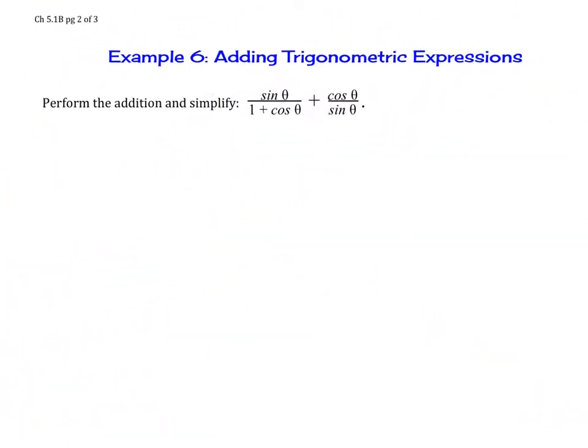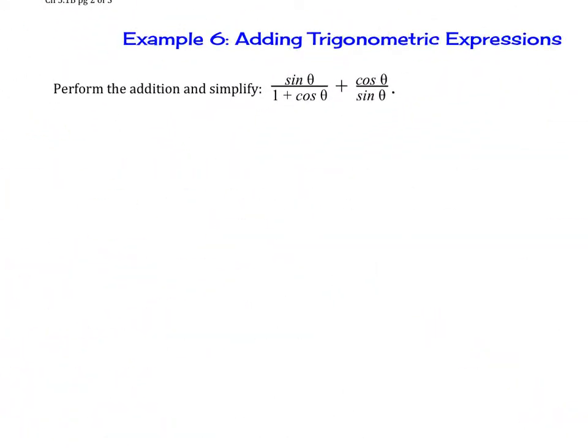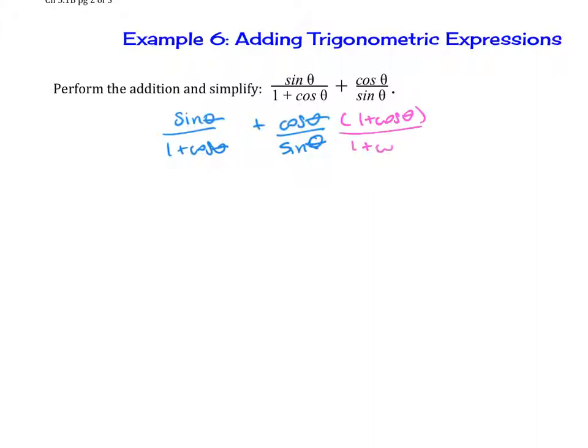Now let's add some trig expressions. Perform the addition and then simplify. So we have sine of theta over 1 plus cosine of theta, and then cosine theta over sine of theta. Let me just rewrite it. So what we want is a common denominator. So we're going to multiply the one on the right by 1 plus cosine theta. And on the left, we're going to multiply by sine of theta to get a common denominator.